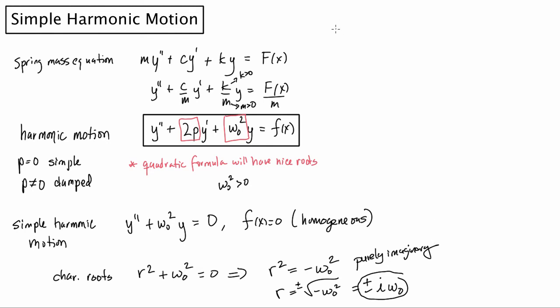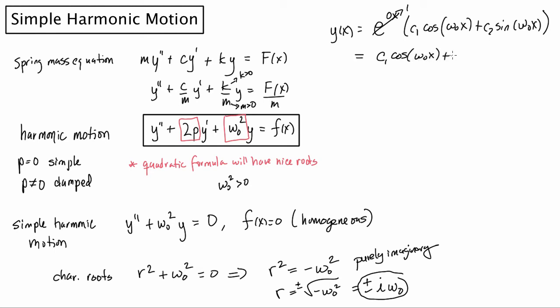Because of that, if we use what we've studied previously about linear equations, this means that the general solution y of x is going to be e to the real part, which is 0x, times c1 cosine of the imaginary part plus c2 sine of the imaginary part. Now I'm doing all this for effect because you can tell that this is going to simplify greatly. We have no real part, so we have no exponential in our solution, and we simply end up with a linear combination of cosine and sine with the same frequency.